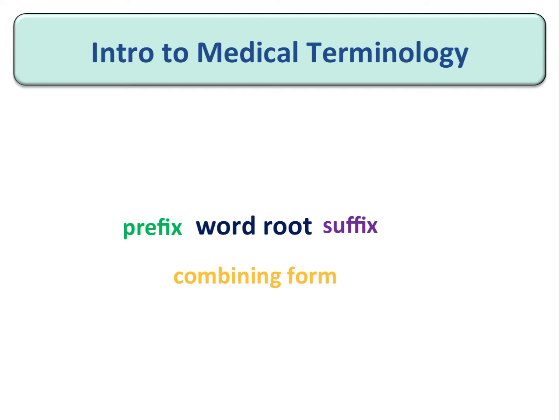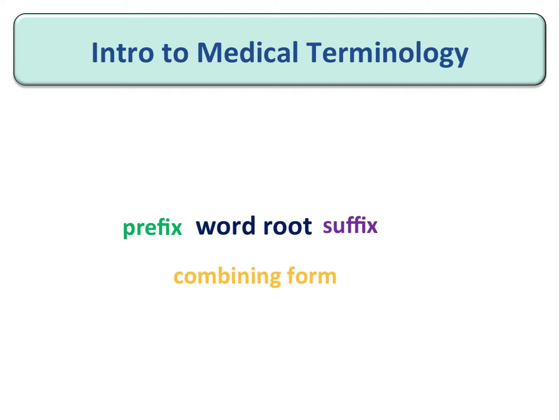The combining form is created when a word root is combined with a vowel, usually an O. It has no meaning on its own, but enables two word elements to be linked together. The suffix is the word element located at the end of the word. It usually indicates a procedure, a condition, or a disease.